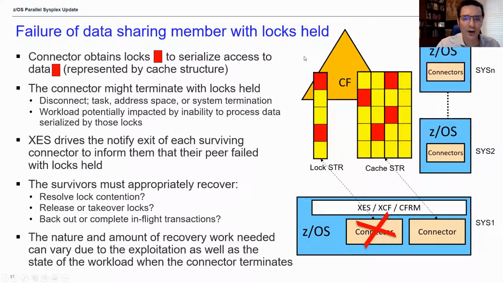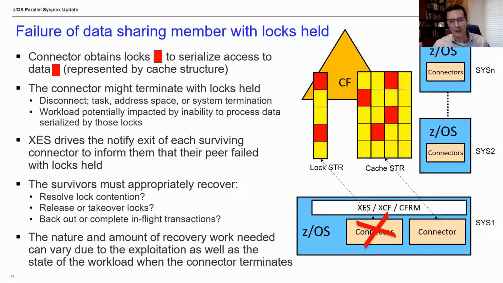So, all right, now let's talk a little bit more about the second kind of boost, which is a failure of data sharing members with locks held, okay? So if we're looking at a data sharing member, we're thinking about a lock structure connector, right? So on the right here, we have some systems. In this case, we have 2 systems over here, and we have a system down in the bottom as well. And these are representing the systems in our Sysplex.